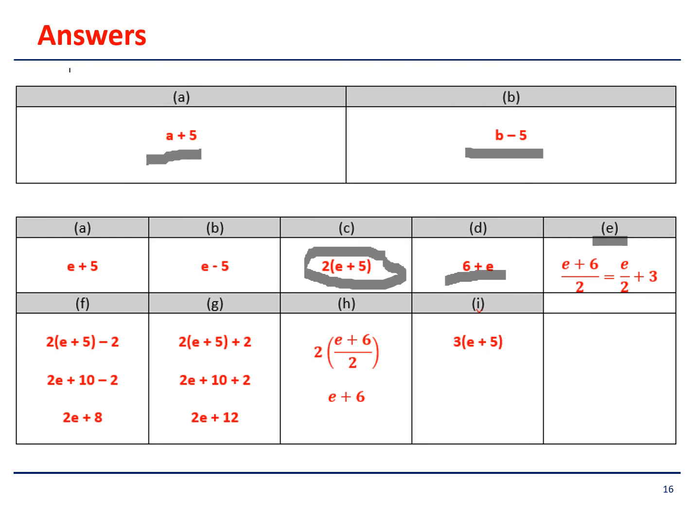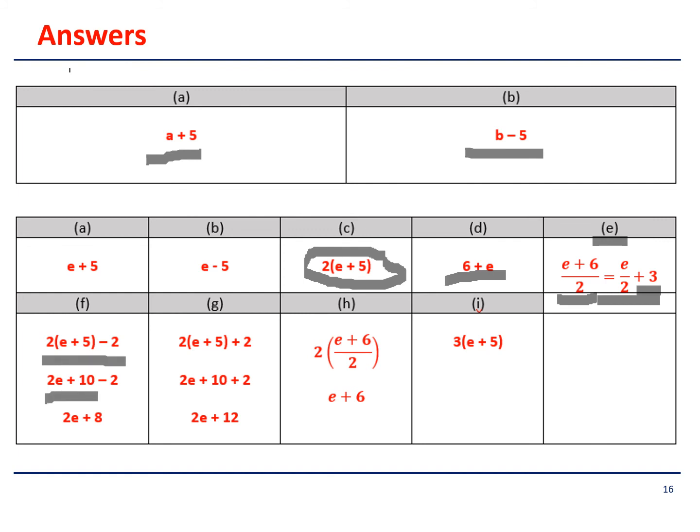Well, if you divide 6 by 2, you're going to end up with plus 3, and E over 2. So you can see what I was saying by when you're simplifying the expression. So this equals that, okay? And again here, simplifying down.